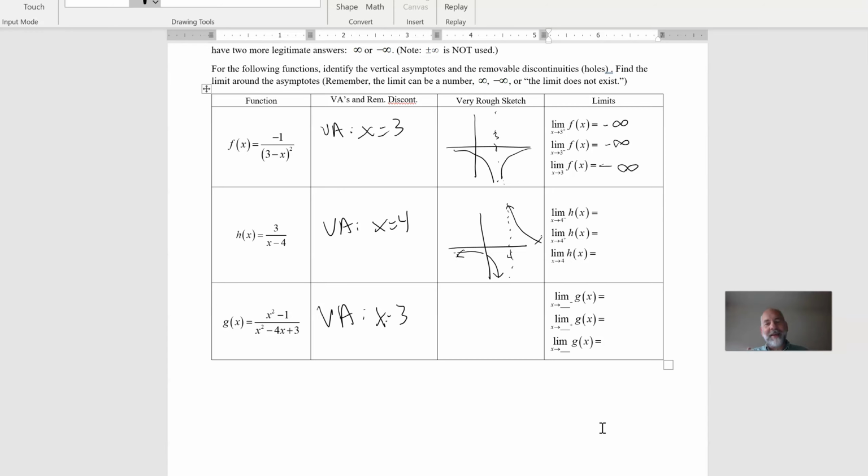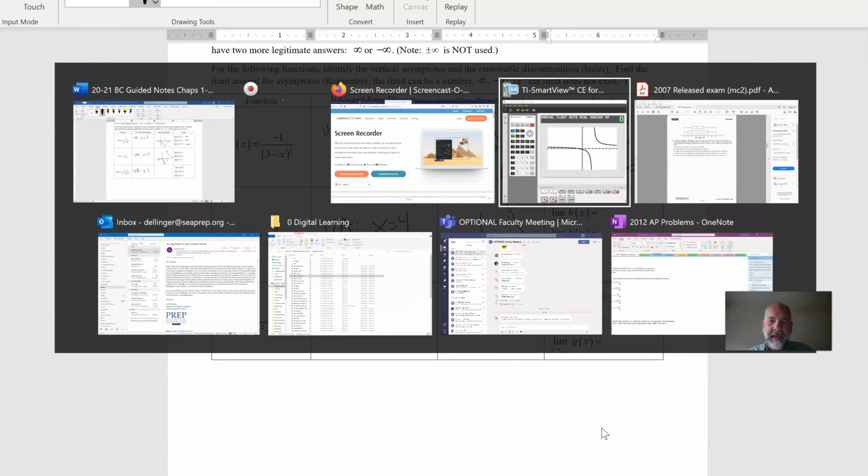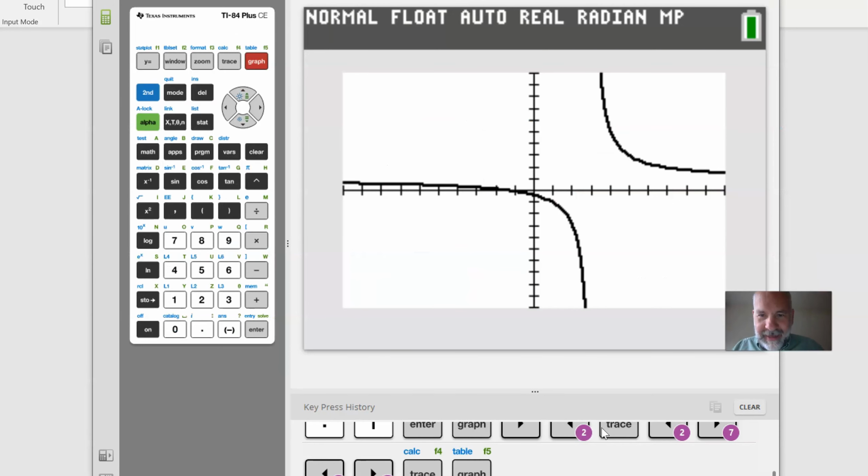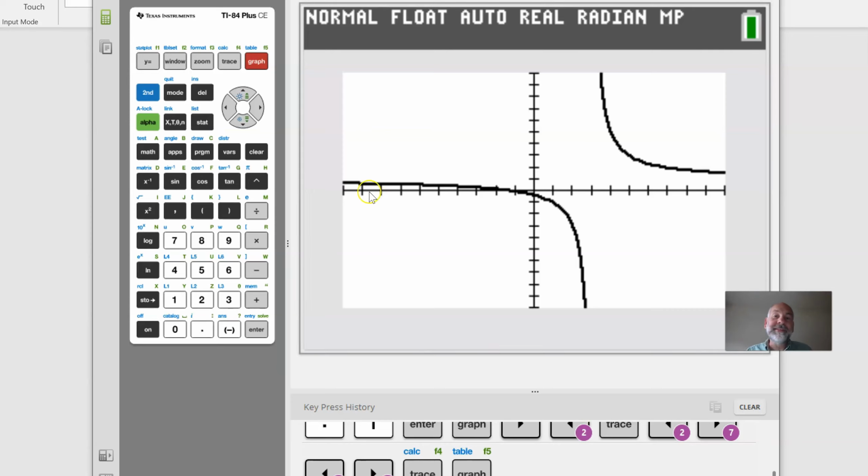Finally, on the last one, I didn't even try graphing because everything was migrating. So I get to use my handy dandy TI emulator, and there's the graph of it. It's the same kind of graph. It has a vertical asymptote at x equals 3 and doesn't appear to have a removable discontinuity.